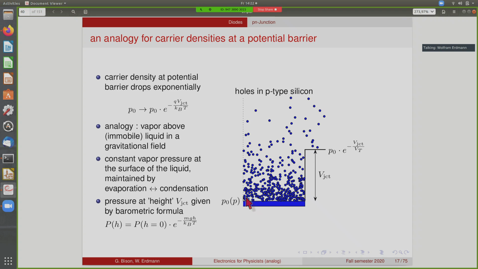This liquid has a constant vapor pressure at the surface, which is the result of evaporation and condensation, or the equivalent here, of course, would be the balance of recombination and generation for the charges. And the density as you go up decreases according to this formula because of the gravitational field. So as you go away from this, the density of charge carriers goes down because the fraction of carriers that have enough energy to go so high just decreases exponentially. So we'll use this analogy to look at what happens in such a junction now.